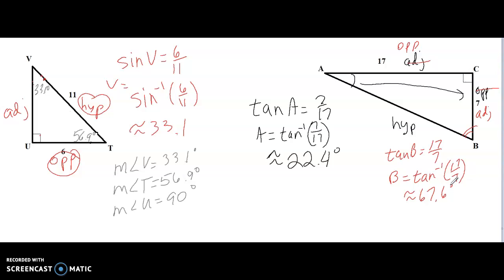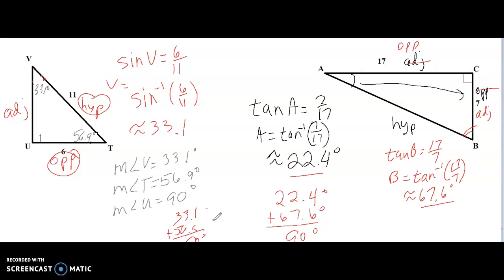You'll notice that in both of these cases, if I add these two angles together, they equal 90. If I add these two angles together, 33.1 and 56.9, they also equal 90 degrees. That's because these are complementary angles. They're the other two angles in a right triangle. So honestly, you don't need to use two trigonometric ratios to solve it. If you have one angle solved, you can figure out the other one by using its complement.